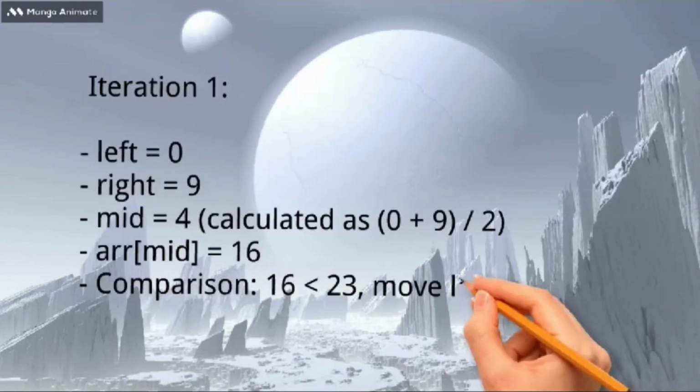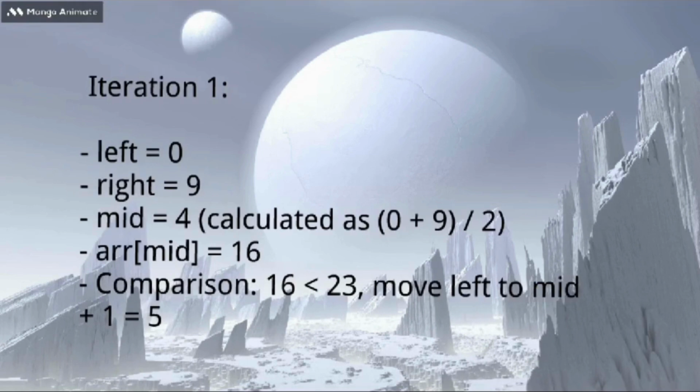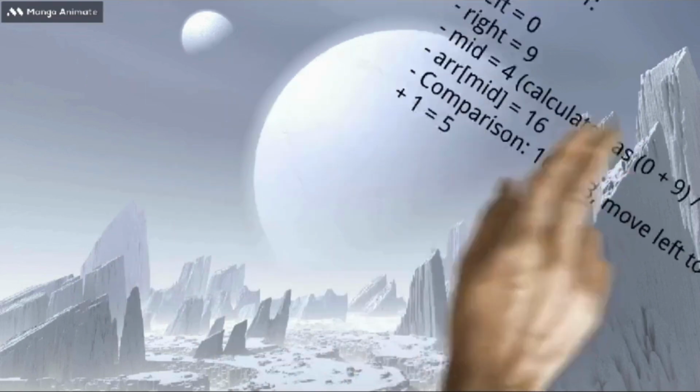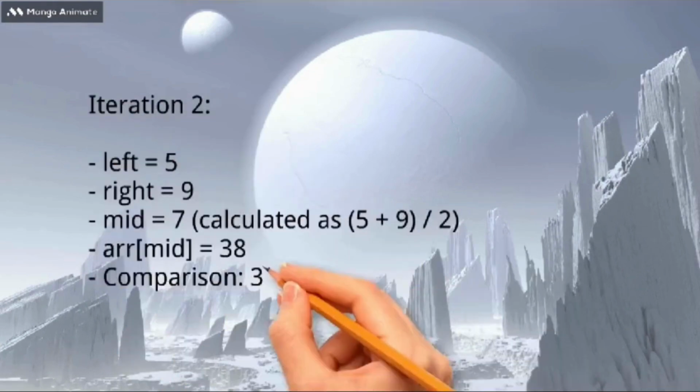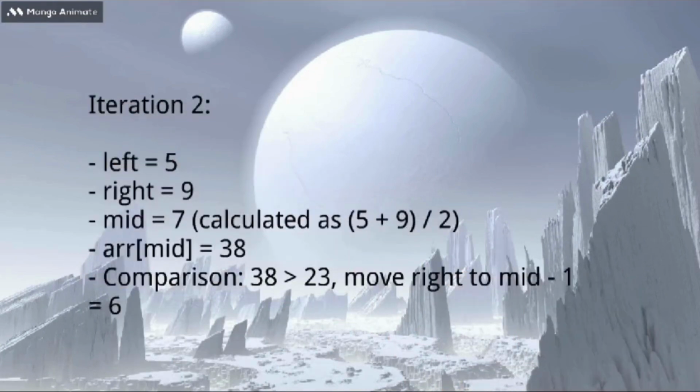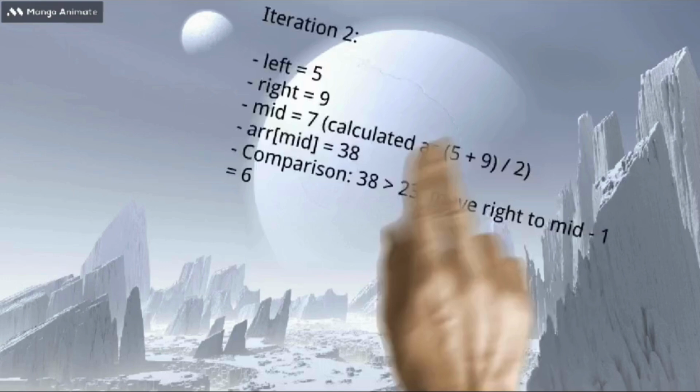In iteration 1, left equals 0, right equals 9, mid equals 4, calculated as (0 + 9) divided by 2. Array at mid equals 16. Comparison: 16 is less than 23, move left to mid plus 1, which equals 5. In iteration 2, left equals 5, right equals 9, mid equals 7, calculated as (5 + 9) divided by 2. Array at mid equals 38. Comparison: 38 is greater than 23, move right to mid minus 1, which equals 6.